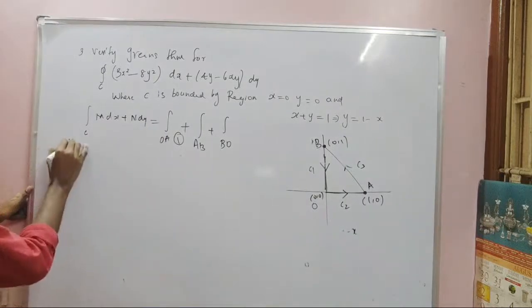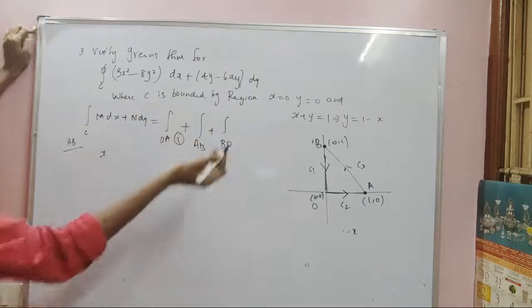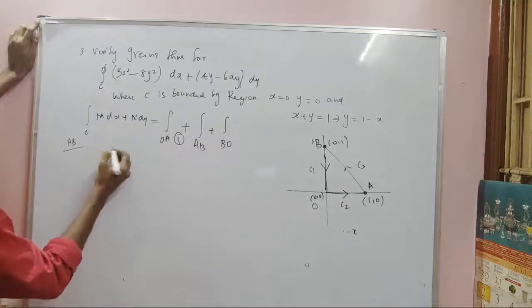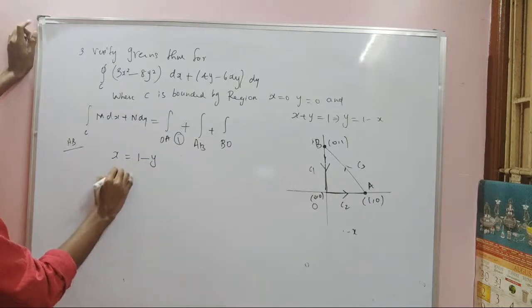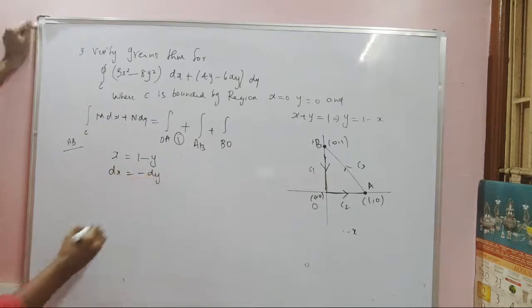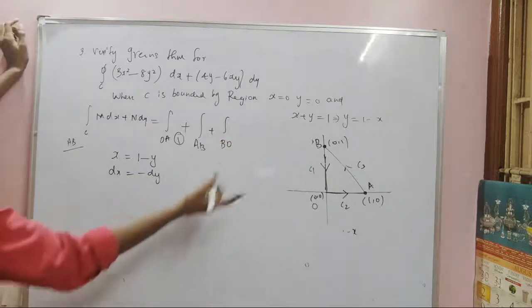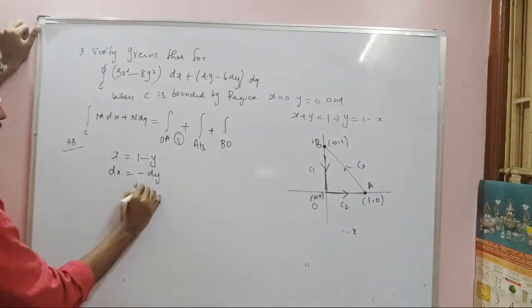Now for AB, you can take either y is equal to 1 minus x or x is equal to 1 minus y, that is your wish. You can take any one. So I am just taking x to be equal to 1 minus y. That means dx is equal to minus dy. So I am taking everything in terms of y. You can see y varies from 0 to 1 for AB.